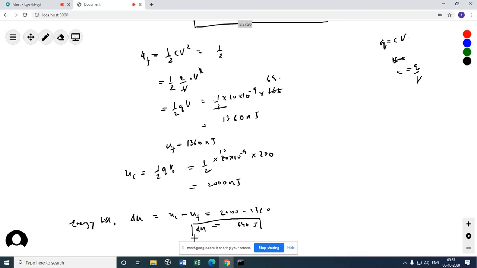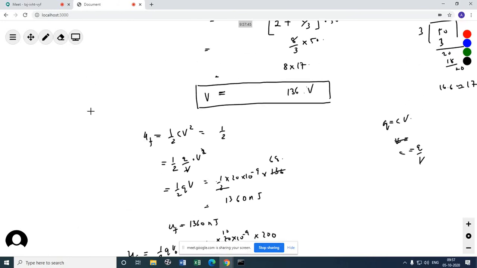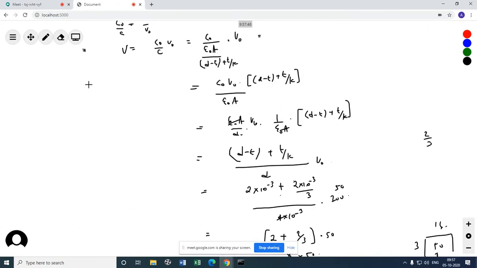This energy loss appears in the form of heat, that is I squared R T, or in the form of electromagnetic radiation, which you can also write as h nu. Clear? This is how it is getting lost in the surroundings.